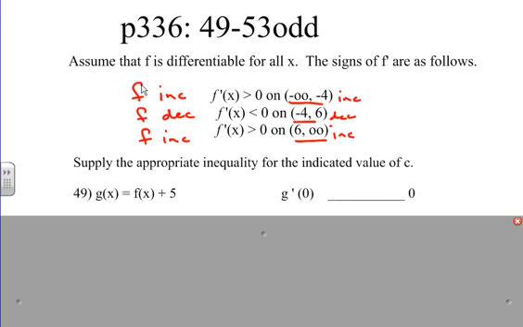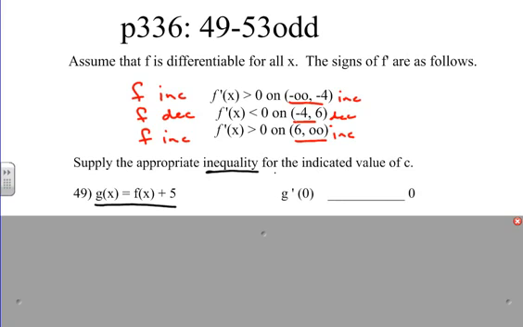All right, so we're going to figure out what is happening here. In this problem, we are given a function. It says g of x equals f of x plus 5. And we want to figure out the appropriate inequality, so fill in the blank. It's going to be positive or negative.